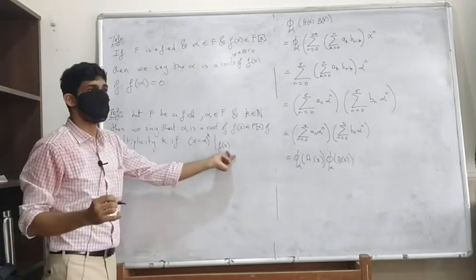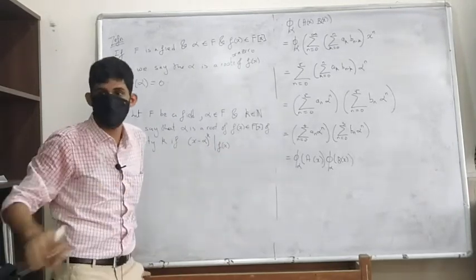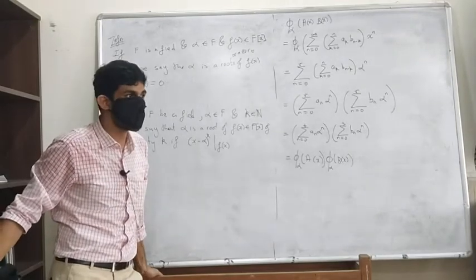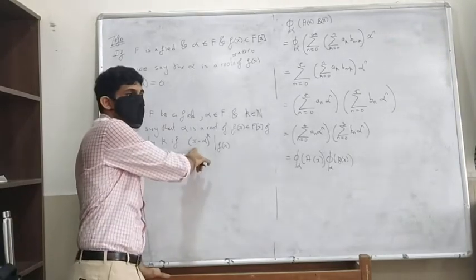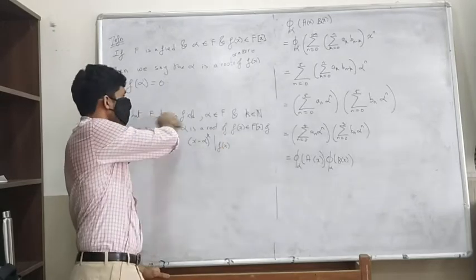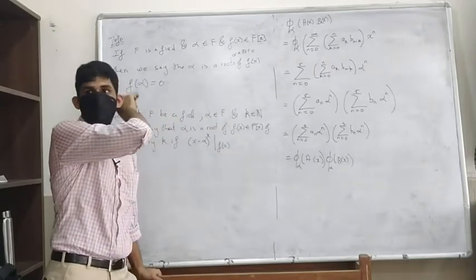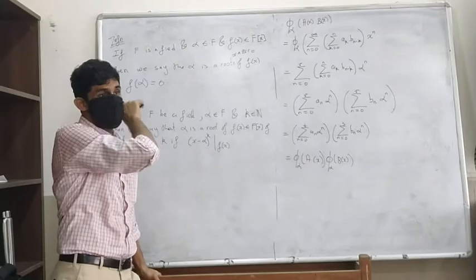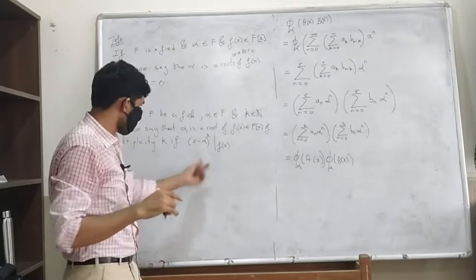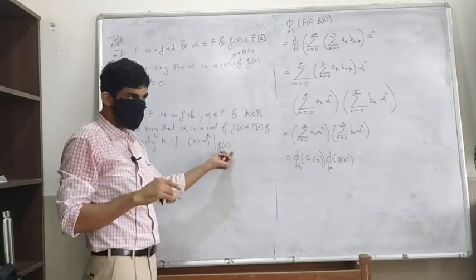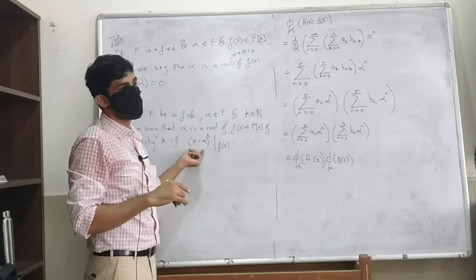What is the meaning of this divides f of x? It means that there is a polynomial g of x such that f of x can be written as x minus alpha raised to k times g of x. This is an integral domain, right? I have spoken about division in an integral domain earlier. So this means that you can write f of x as x minus alpha raised to k times g of x.